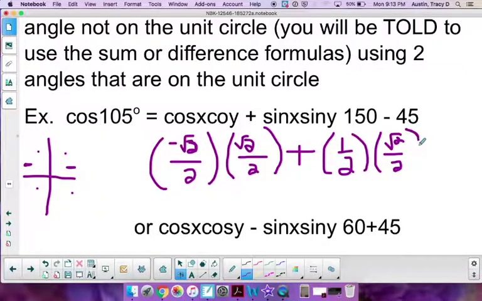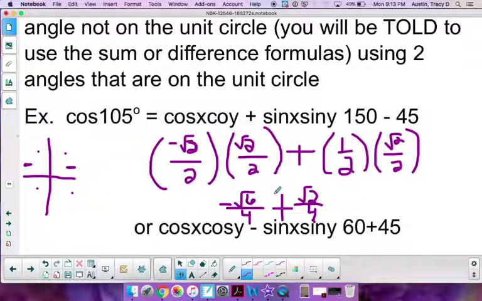Okay, so multiply your pairs, do whatever operation, add or subtract, is in the middle. This is going to be negative root 6 over 4. Okay. And this other side is going to be root 2 over 4. And remember that you can write this as one big fraction. So that would be negative root 6 plus 2 all over 4.